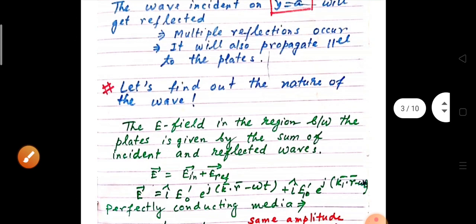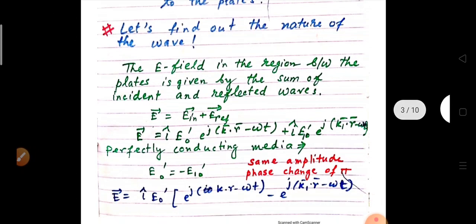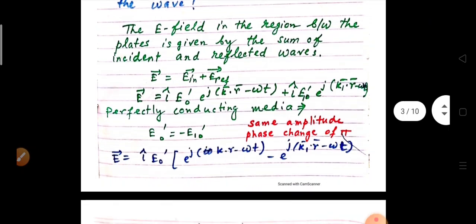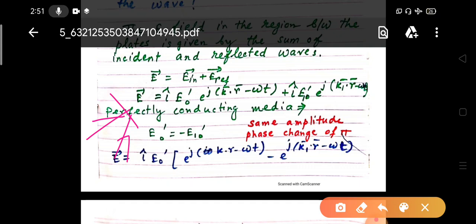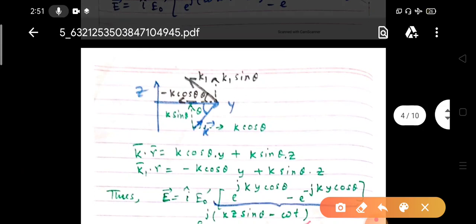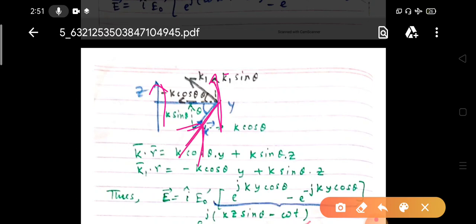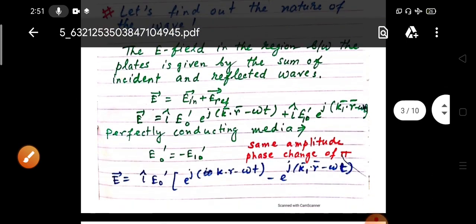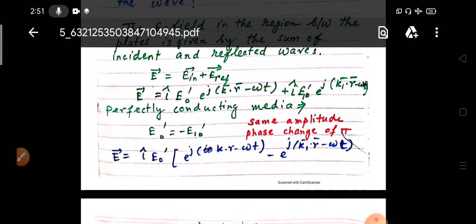So let's find out the nature of the wave. The electric field in the region between the two plates is given by the sum of the incident wave and the reflected wave. Suppose this is our diagram, this is along z and this is along y. The electromagnetic wave is incident along this direction and gets reflected along this direction. We define the electric field at the boundary as the sum of the incident electric field plus the reflected electric field. So we shall find the incident component and the reflected component of the electric field.